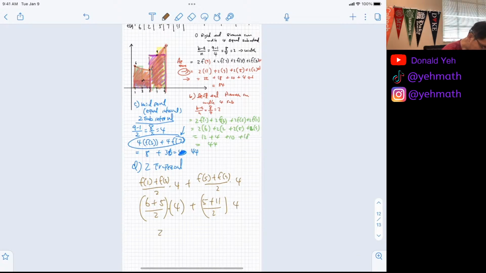This one's going to give you 22 plus 34, I think. No. 32. Yeah, 32. And that's equal to 54. And the answer for trapezoid is 54. So there are 4 different approximations. You're going to try all 4 approximations right now. It's going to be first part of the homework.